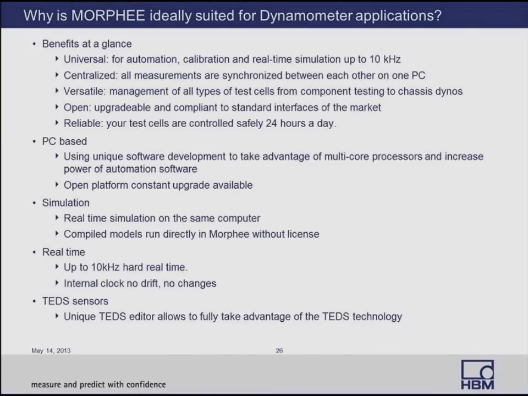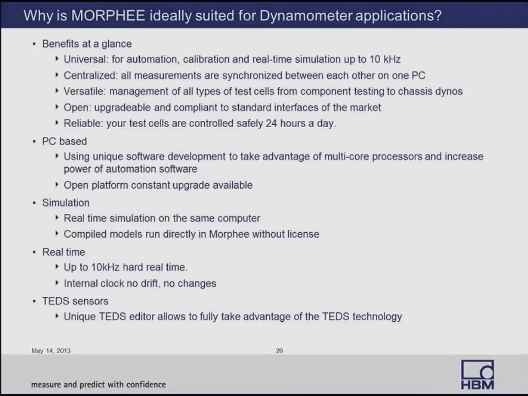Since it's PC-based, of course, we are taking advantage of the multi-core processor technology. That means we can increase the power of the automation system, and it's also why we call that an open platform, because if you want to expand your testing capabilities, you can put new boards in your computer, and that will give you more capabilities in terms of data acquisition, but also smart devices that you can plug to your automation software.